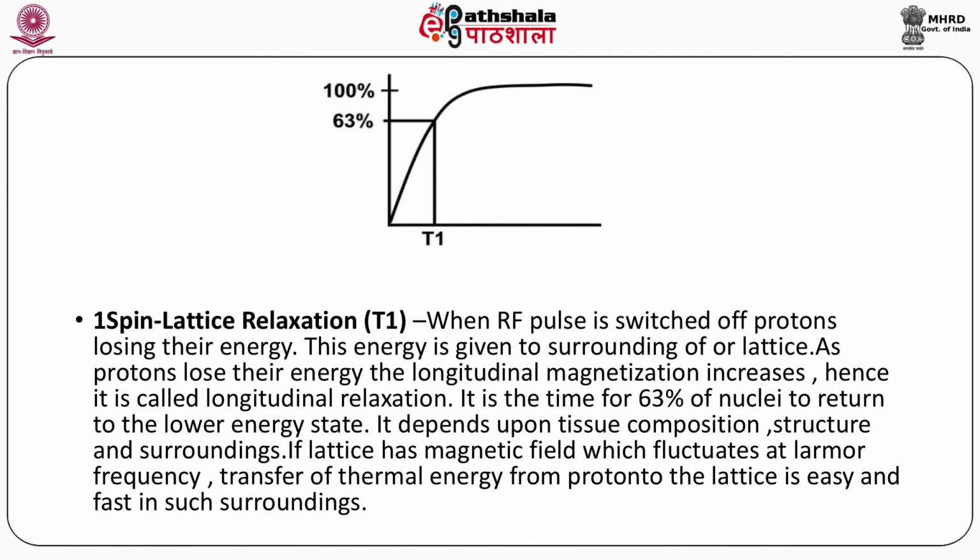It depends on tissue composition, structure and the surrounding lattice. If the lattice has magnetic fields which fluctuate at a larger frequency, then transfer of thermal energy from the proton to the lattice is very easy and therefore fast, and therefore T1 is shorter.